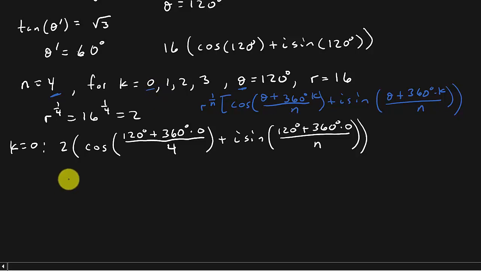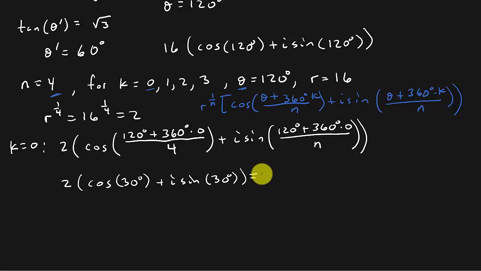All right, and so this is going to give me 2 times cosine. So that's 120 plus 0 is 120. 120 divided by 4 is 30. Plus i sine 30. All right. Now, I don't know about the book that you're using, but the book I'm using to do all this stuff wants you to put your answer back in the a+bi form.